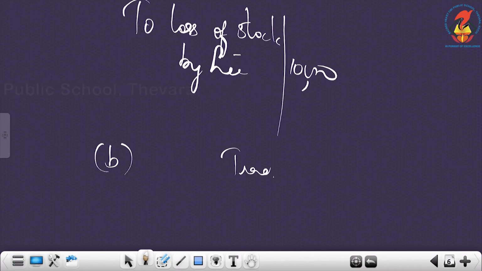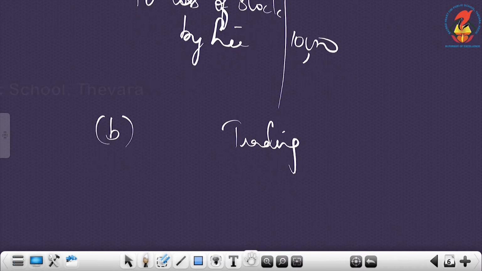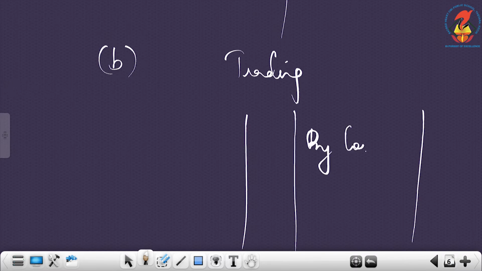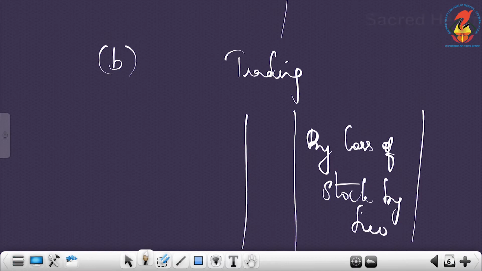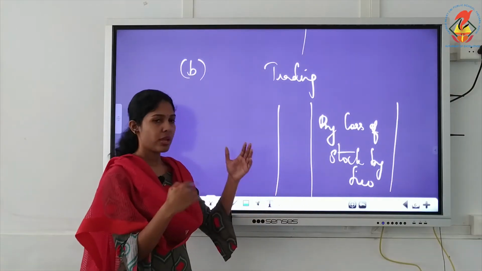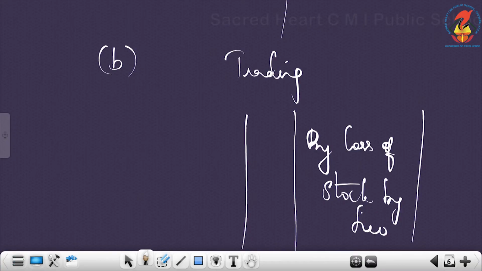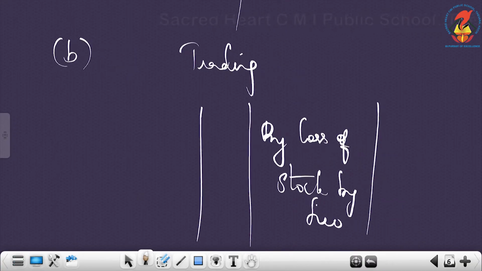So we have to first record in trading because anyways we are losing goods. So either show it on the debit side, deduct it from purchases, or as a separate item you can write on the credit side by loss of stock by fire. See, this is just a specimen format I am showing. When you do the actual question, you must have sales, closing stock, everything. So by loss of stock by fire, the entire loss we will write, 10,000.